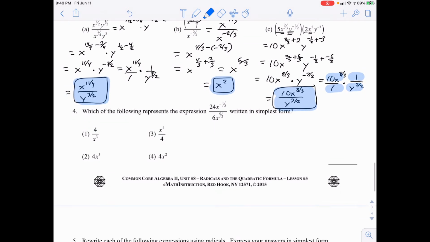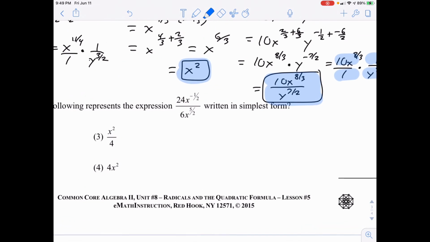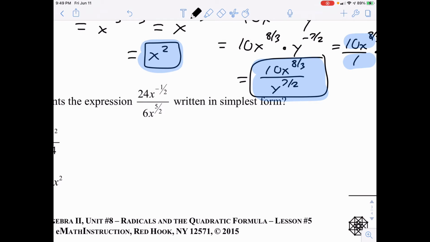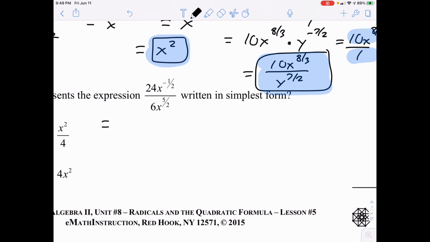Number 4, which of the following expressions is 24x to the negative 1/2 divided by 6x to the 5/2 written in simplest form. Okay, we're going to start with the numbers. 24 divided by 6 would be 4. For x, since you have the same base, you're going to subtract your exponents. So it's negative 1/2 minus 5/2. This is 4x to the negative 6/2, which is 4x to the negative 3.